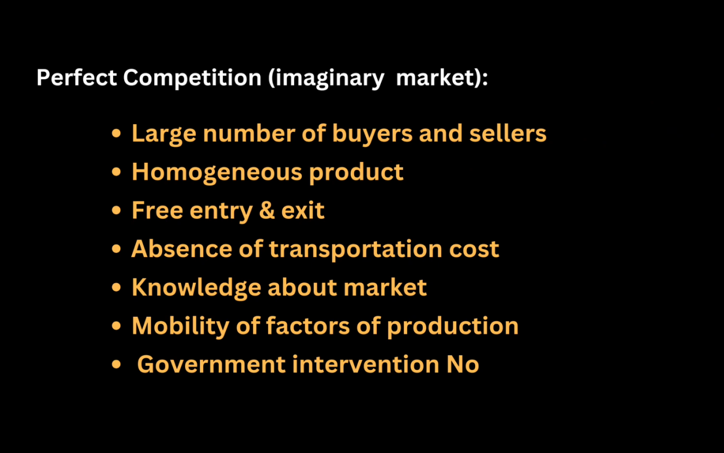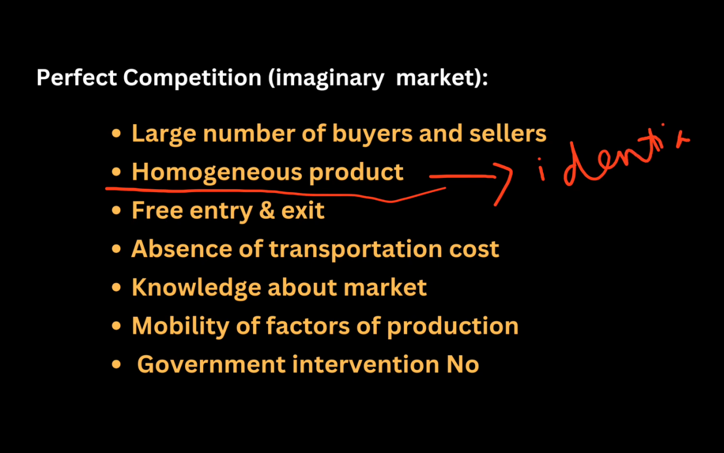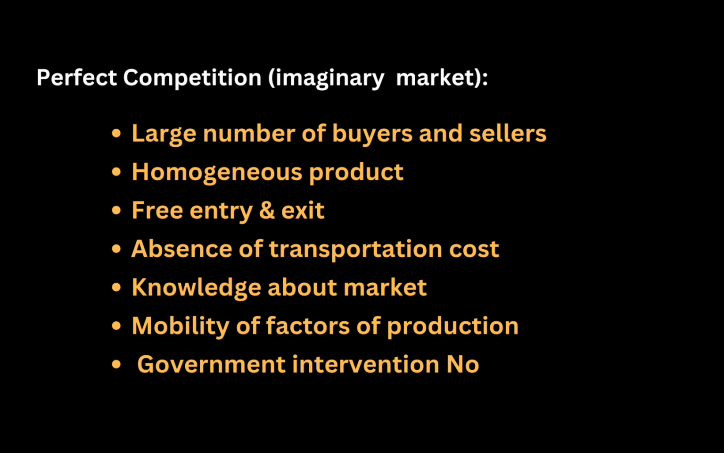Then everyone produces a homogeneous product, which means every product is identical or similar. Let's take Slice and Maaza. These two products are mango drinks, which are identical in taste and preference of the customer, identical in quality, nature, color, everything. In this market, there is free entry and free exit.